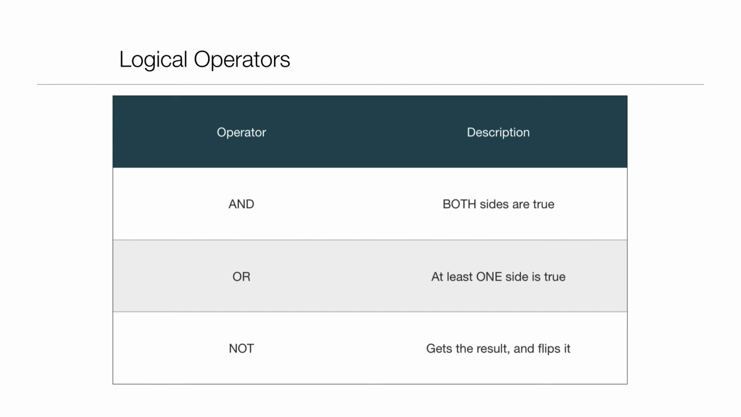And means both sides have to be true for the whole condition to be true. Ors mean at least one side is true, which we saw in the validation code. And not gets the result of a condition or a variable or something, whether it be true or false, and just does the opposite. So if the condition ends up being true and then you put a not in front of it, the condition now is false. So that can be quite powerful as well.